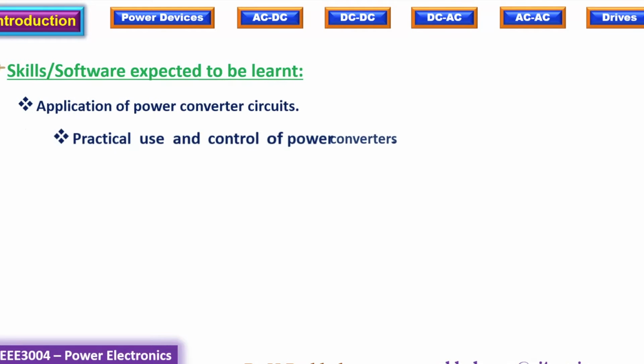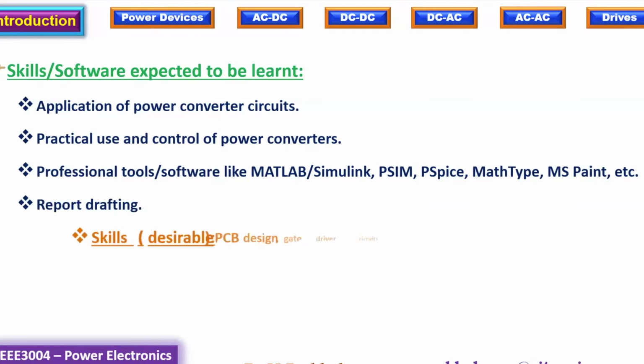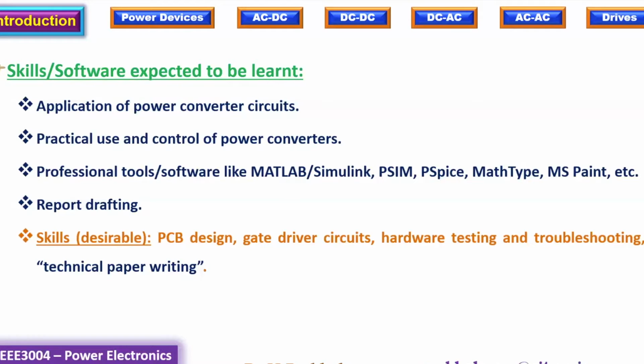What is it that we are going to learn in this course? There are certain skills which you will acquire after you undergo this course. One is going to be the application of power converter circuits that I was mentioning in the previous session. They are broadly 4 types: one will be the AC-DC part, another one will be the DC-DC, third one is the DC to AC inverter, fourth one will be the AC to AC voltage controller.